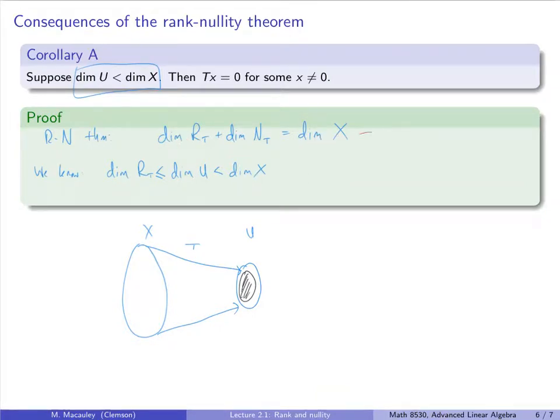So what we can say is that the dimension of the null space is equal to the dimension of X minus the dimension of the range, which is bigger than 0, because that is strictly bigger than that. So the dimension being non-zero means that there is some non-zero vector in it. So thus, there exists a non-zero x in the null space. And that's what we had to show.